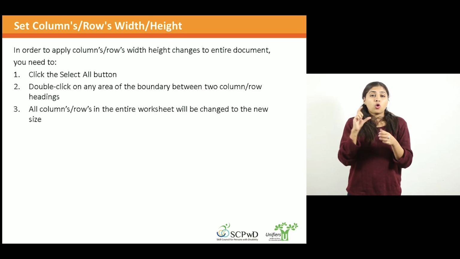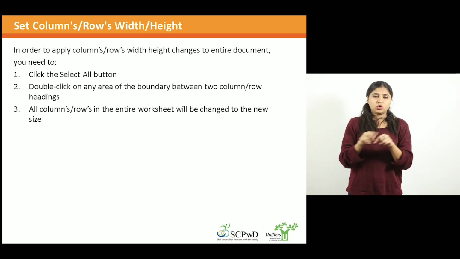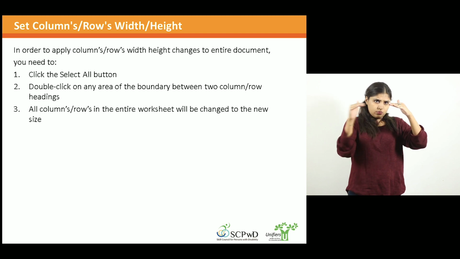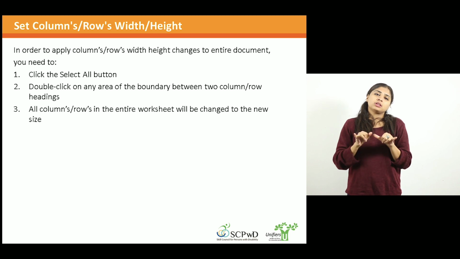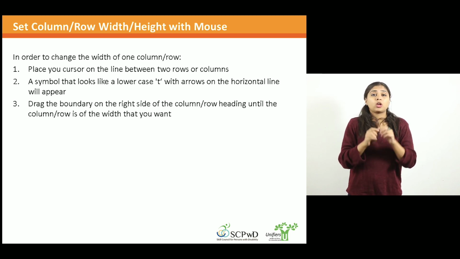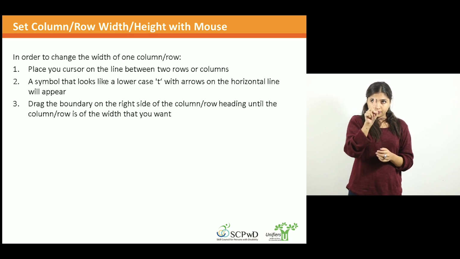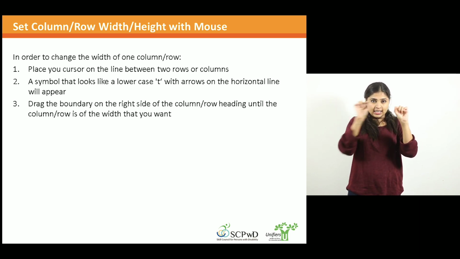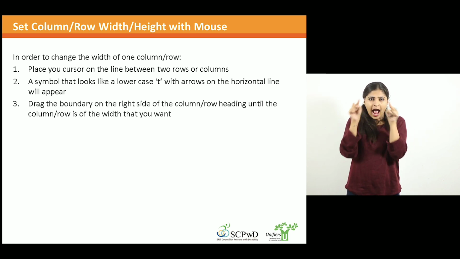Set columns and rows. In order to apply column and row width and height changes to the entire worksheet, you need to click the Select All button. Double-click on any area of the boundary between two column or row headings. All columns and rows in the entire worksheet will be changed to the new size. In order to change the width of one column or row, place your cursor on the line between two rows or columns. A symbol that looks like a lowercase t with arrows on the horizontal line will appear. Drag the boundary on the right side of the column or row heading until it is the width that you want.